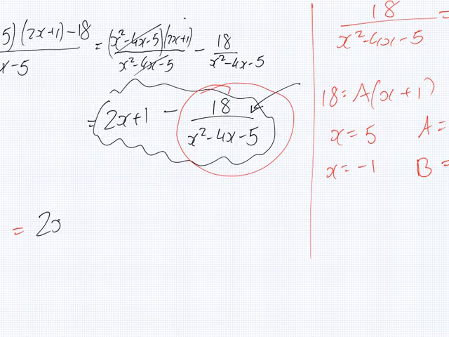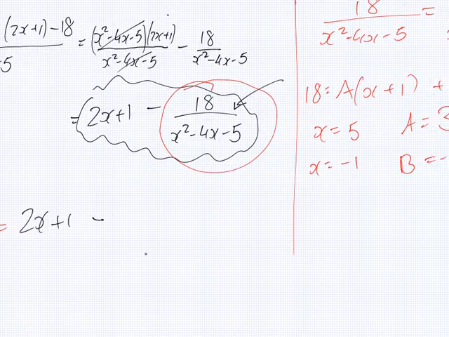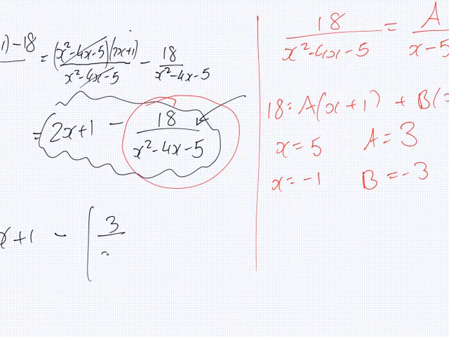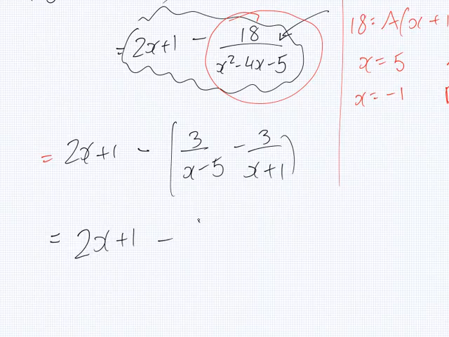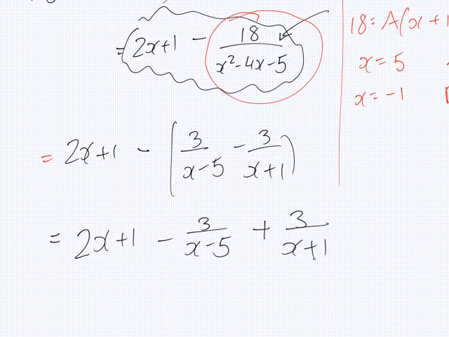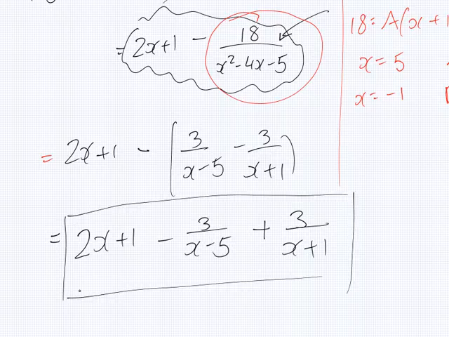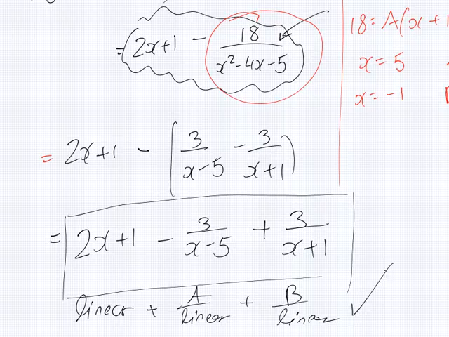Just 2 lines left. 2x plus 1 minus A, what's A? 3 over x minus 5 minus 3 over x plus 1. So, is that it, yeah? Yeah, so the final answer now is 2x plus 1 minus 3 over x minus 5 plus 3 over x plus 1. So this is the final answer. You've changed your problem into a linear, and then you have a constant over a linear, and then a constant over a linear. So this is a much easier form than the last form.